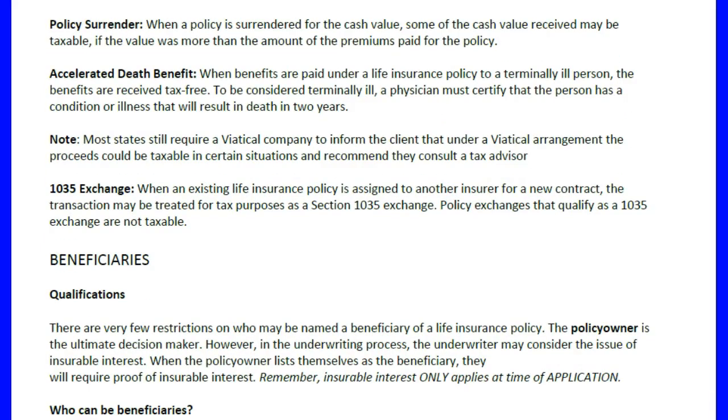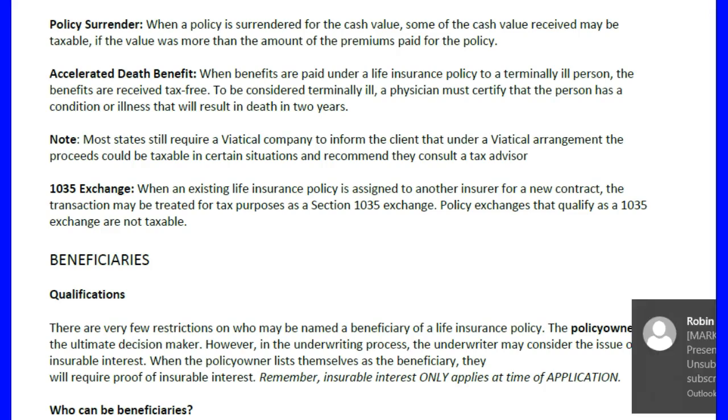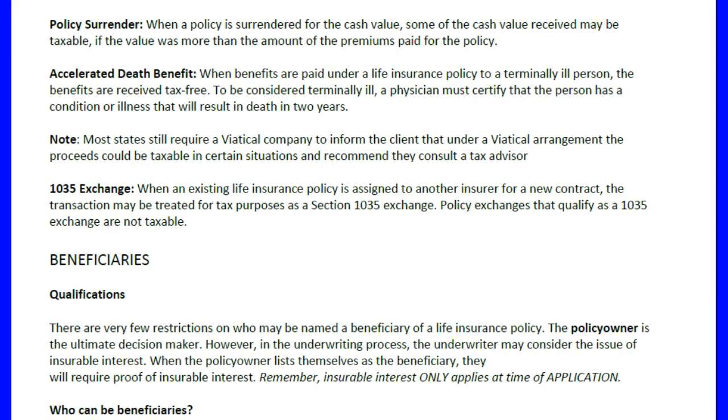1035 exchange. When an existing life insurance policy is assigned to another insurer for a new contract, the transaction may be treated for tax purposes as a Section 1035 exchange. Policy exchanges that qualify as a 1035 exchange are not taxable.